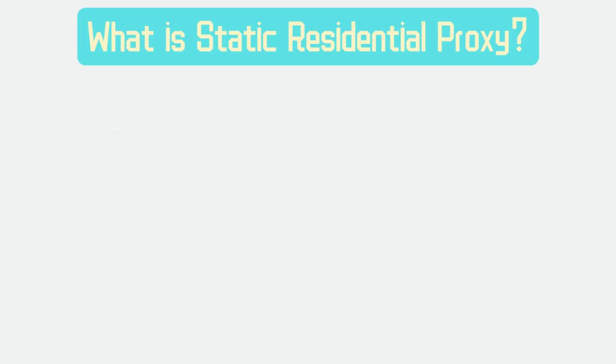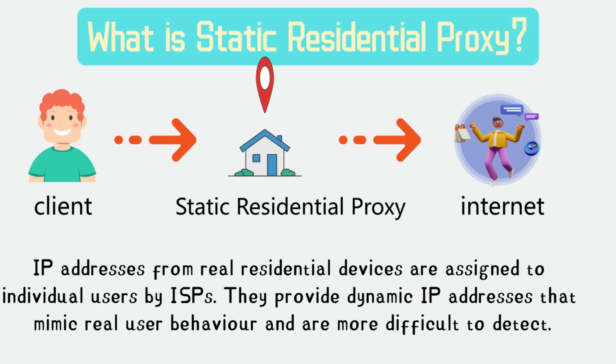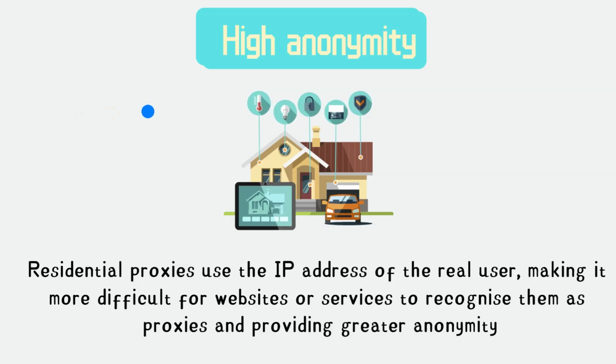Residential proxies use IP addresses from real residential devices, which are assigned to individual users by ISPs. They provide dynamic IP addresses that mimic real user behavior and are more difficult to detect. Residential proxies use the IP address of a real user, making it more difficult for websites or services to recognize them as proxies and providing greater anonymity.